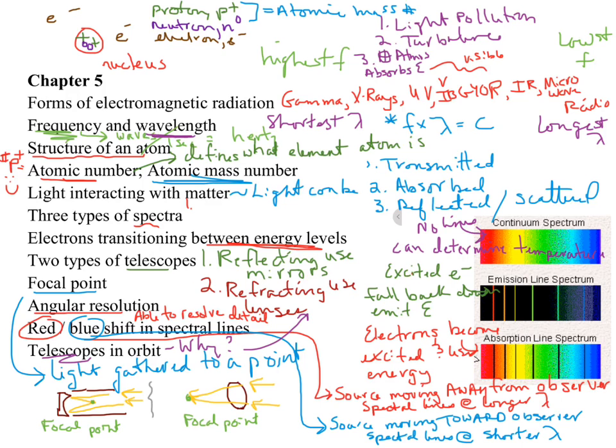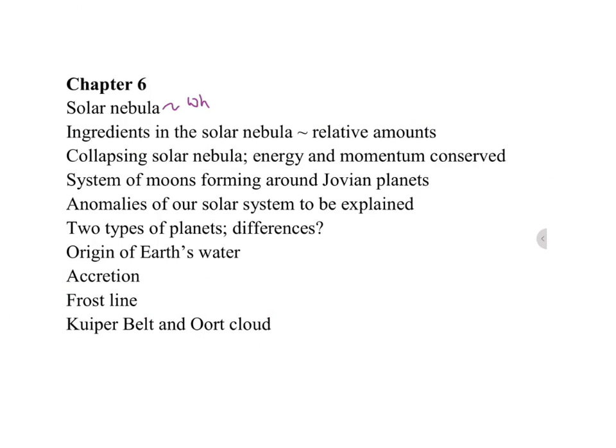Okay, Chapter 6. First term: solar nebula. Basically what our solar system came from.